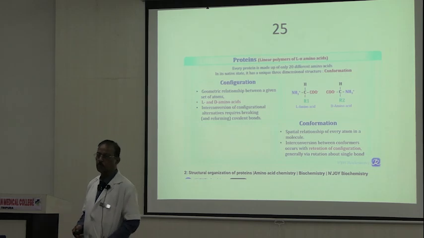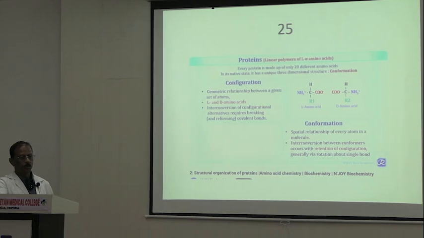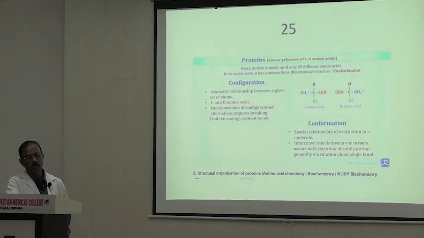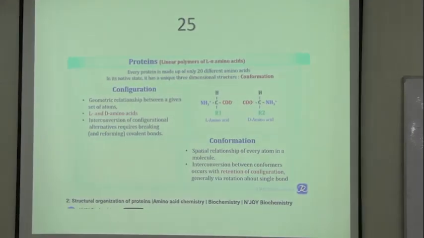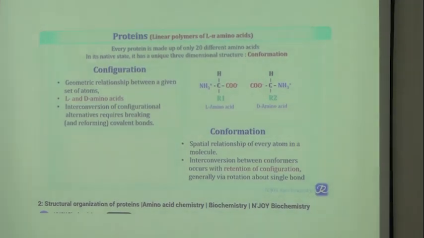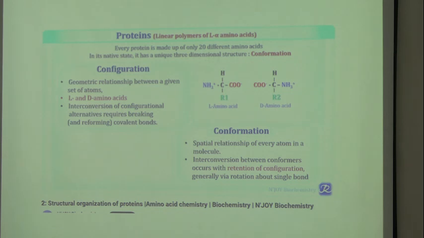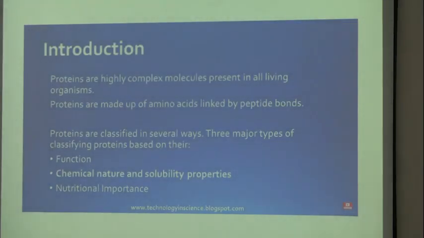Out of 300 amino acids, only 20 amino acids are taking part in synthesis of protein. Proteins are linear polymers of L-alpha amino acids. They are connected by peptide bonds.